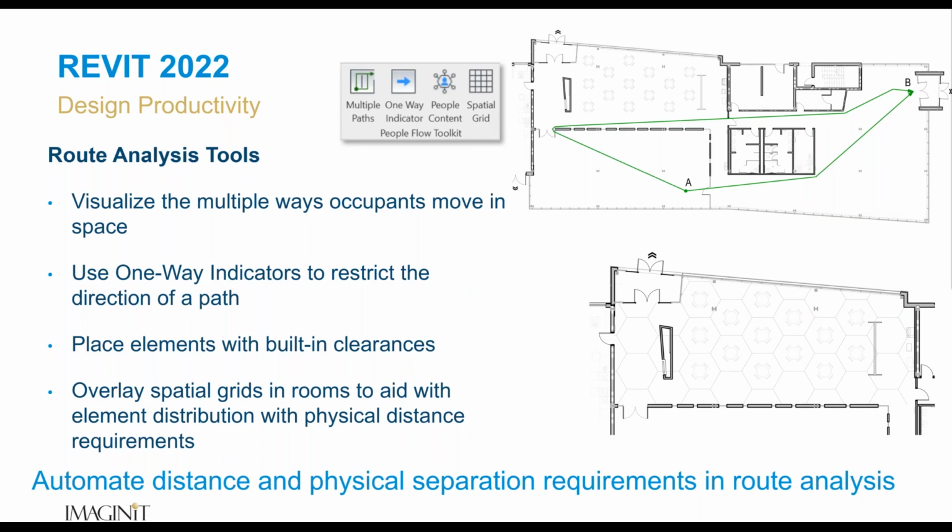For the architectural side, we had the path of travel, if you will. Now we have new options within that to help us out. We have multiple paths, so we can set up a distance for multiple paths. We can set up one-way indicators, and we have this people content area, which is basically a buffer to go around. And then we have spatial grids, which allow us to overlap our room. So we have a room, and we can use the spatial grid to help aid in distribution of our physical distance requirements.